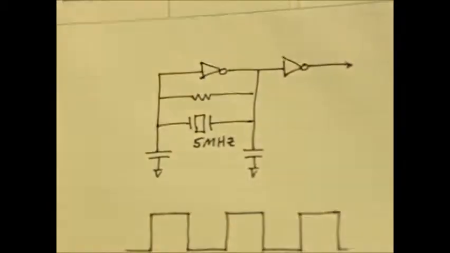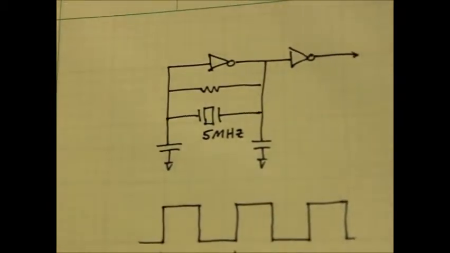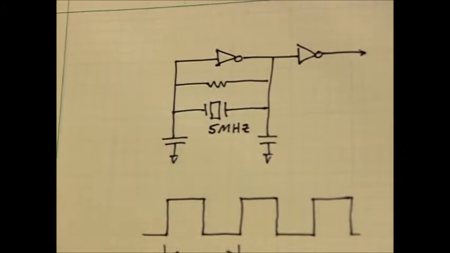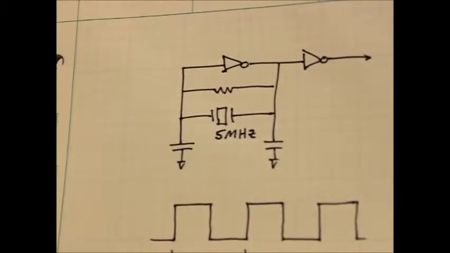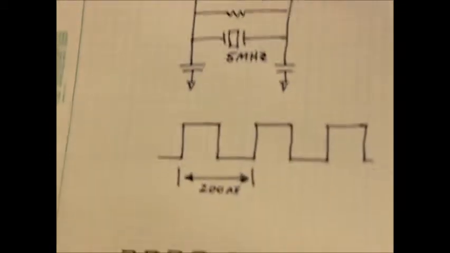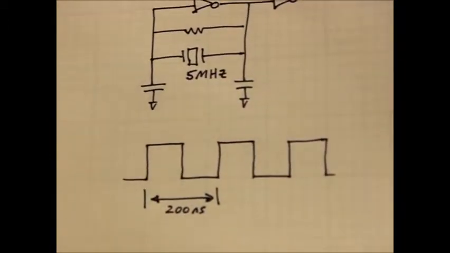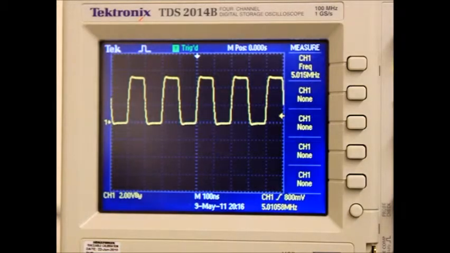What I'm probing is a standard Pierce oscillator circuit with a ceramic resonator set up as a 5 megahertz oscillator. That gives us a 200 nanosecond period on the waveform, which is what we see here on the scope.